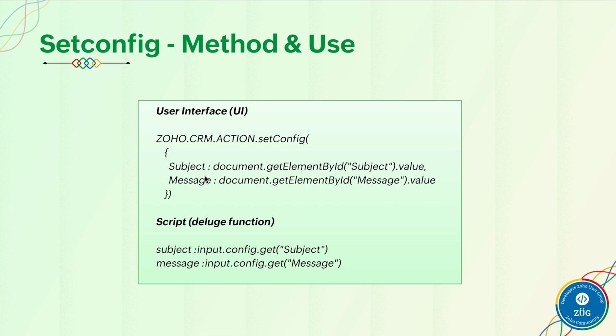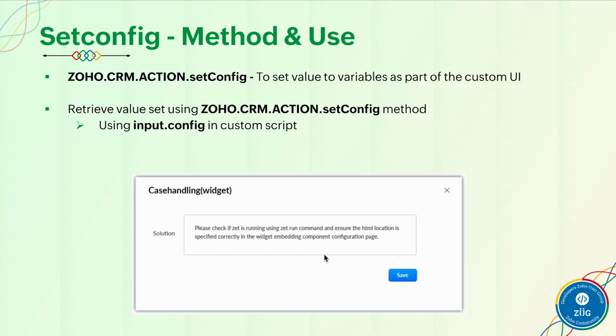This value, the personalized input provided by the end user, has to be retrieved in the custom script. So in the custom script, which is a Deluge function, how can you retrieve that? The format is input.config.get of the variable name. If you use that, whatever personalized input was provided by the end user for that particular variable will be retrieved, and that can be used to perform your actions. So this is the importance of using this setConfig method as part of your custom actions.